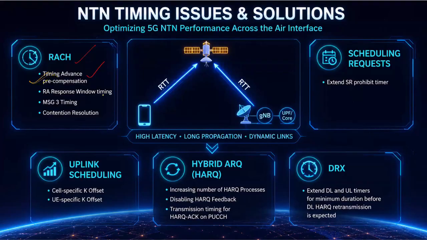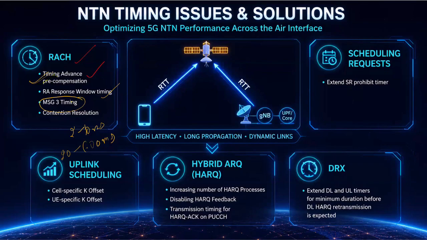We have the RA response timing window. Because the satellite takes longer to return the random access response, the UE waits longer before assuming the attempt has failed. So in TN, the RA response window time is up to 10 milliseconds. It is increased to 20 to 600 milliseconds in case of NTN. We have the message 3 timings. In case of random access, the message is transmitted using a longer timing window to account for the satellite delay.